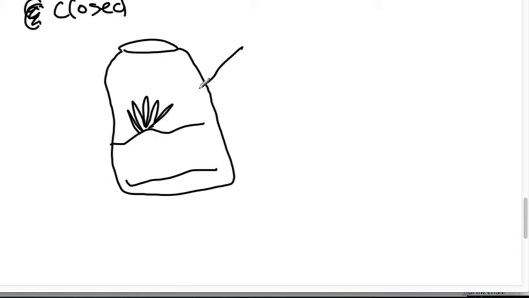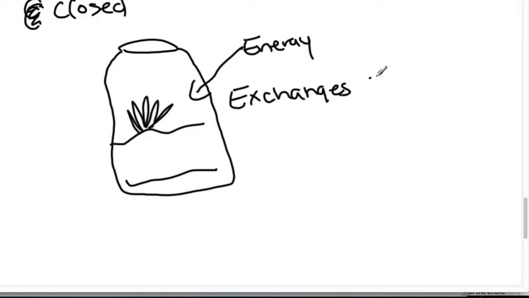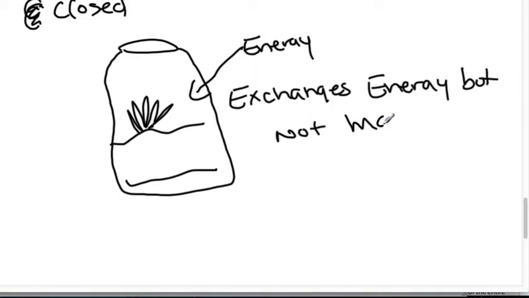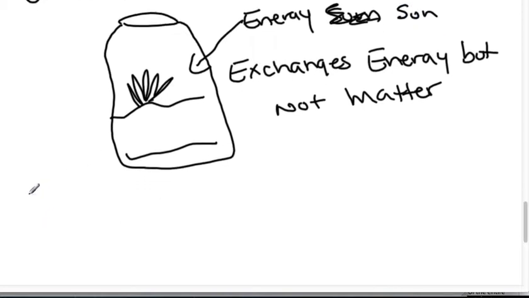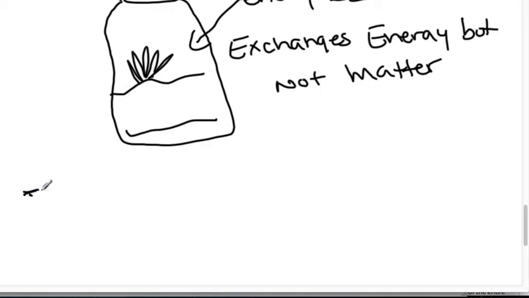So it's closed off. So this is my plant in here. And it's happy, but it still is getting energy. But it doesn't exchange any matter. So when we do a closed system, it exchanges energy, but not matter. And of course it gets energy through sunlight. Oops, sun, I apologize. All right, and our next one doesn't really exist, is an isolated system.